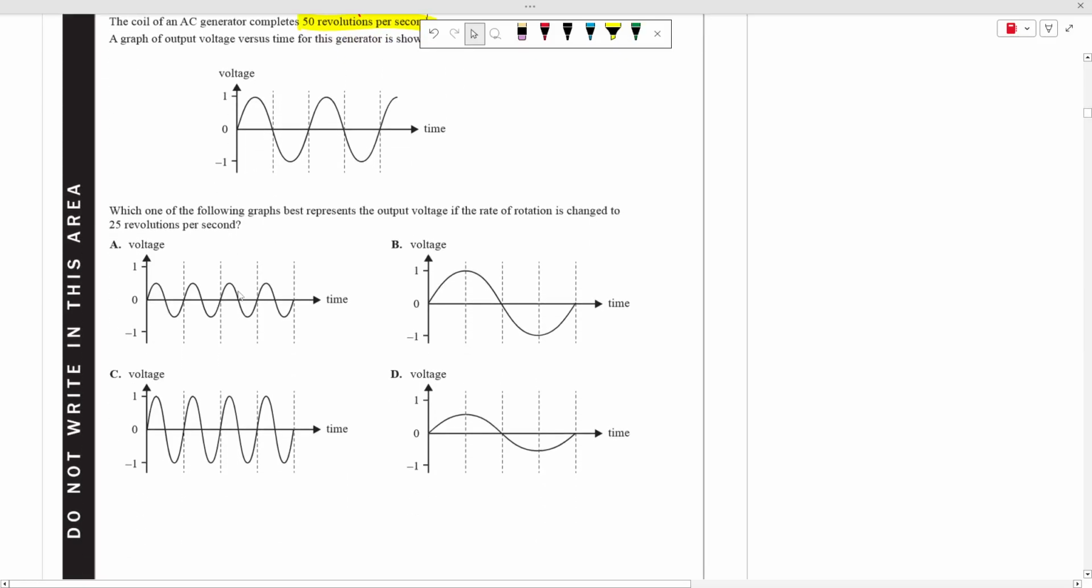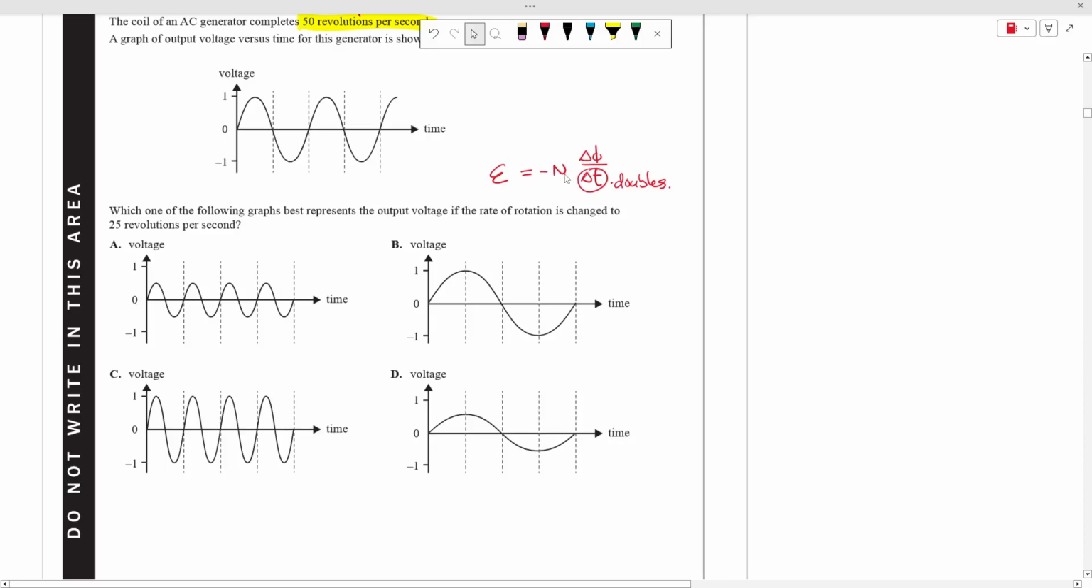Alright, so according to this equation here, E is equal to negative N change in flux over change in time, basically Faraday's law. If you halve the rate of rotation, then this quantity doubles. Okay, it takes longer for it to complete a rotation, right? So we're doubling the denominator, which means overall we're halving the EMF. So you can expect our graph to shrink down to half the amplitude. So it's either going to be A or D.